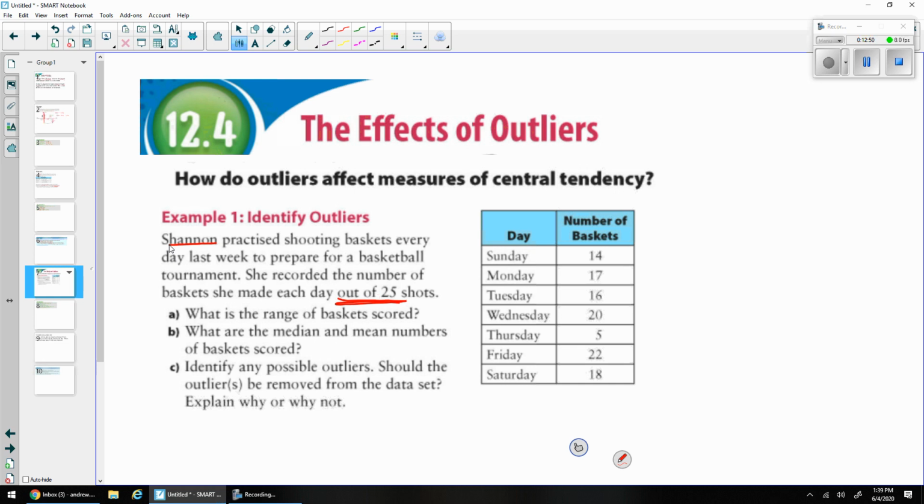Well, the most amount she scored was 22. So we'd go 22, and then we'd subtract the least amount, which is 5. So 22 minus 5, which gives us 17. So the range is 17 between the highest and the lowest. What are the median and mean numbers of baskets scored?